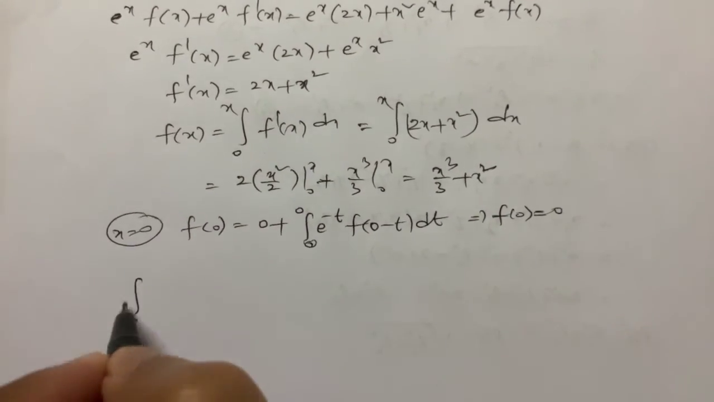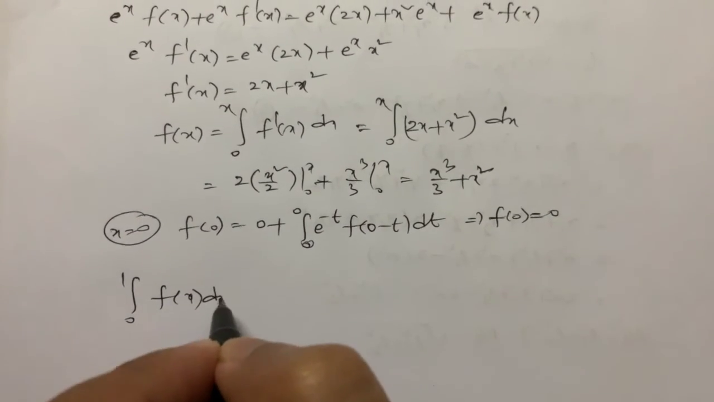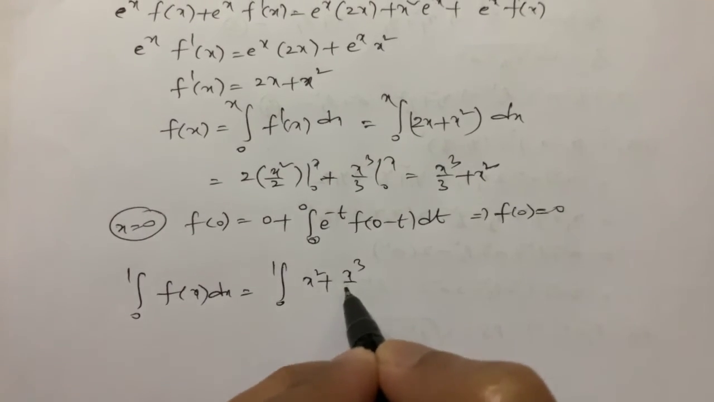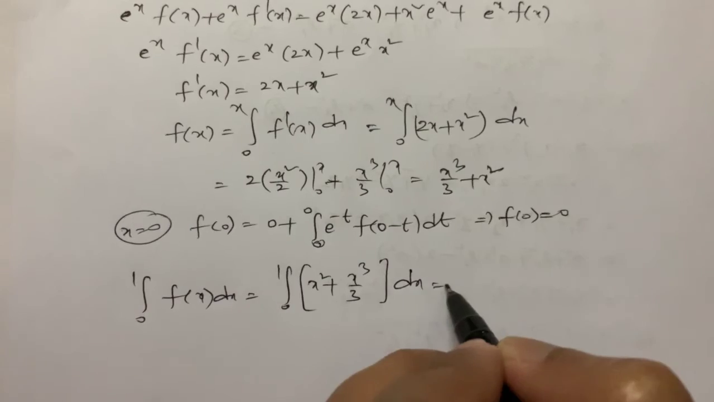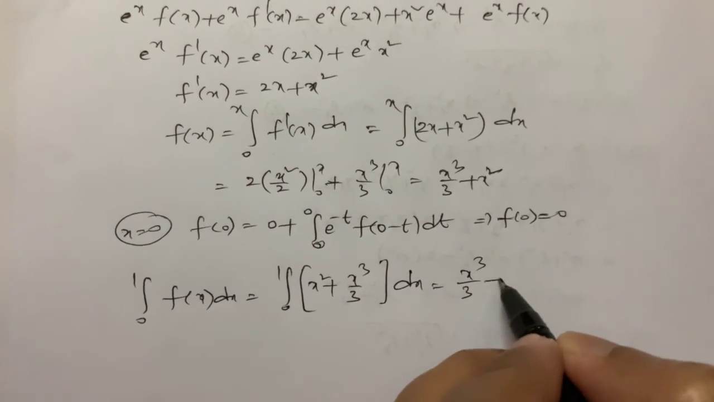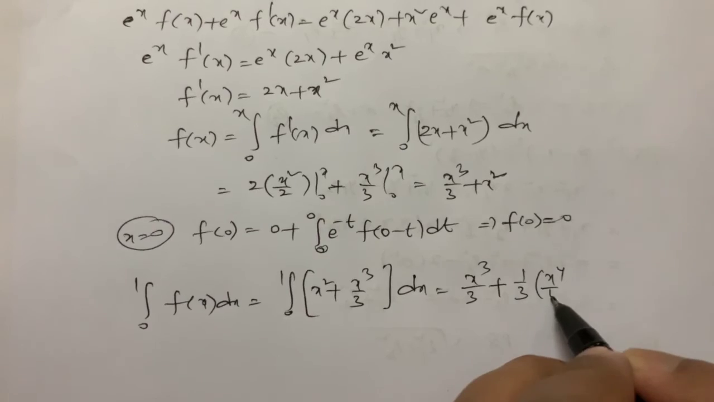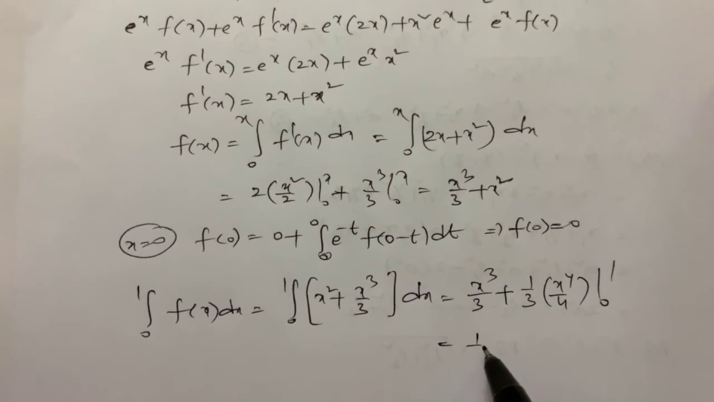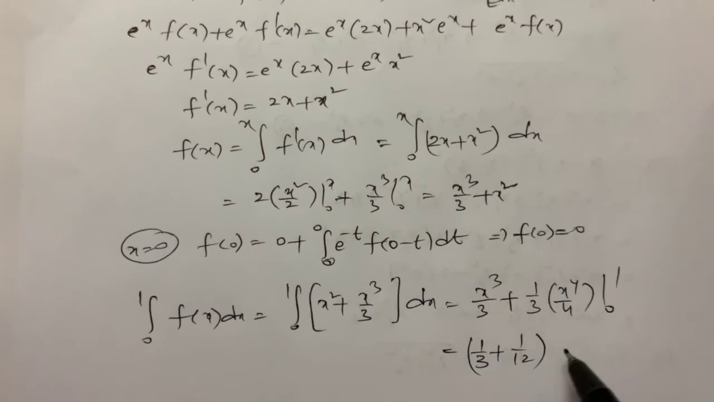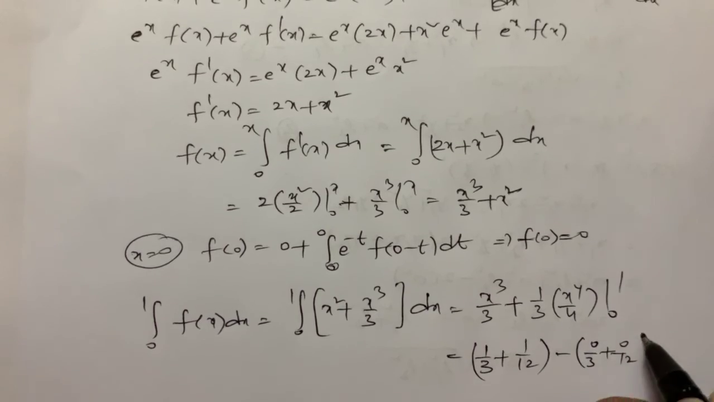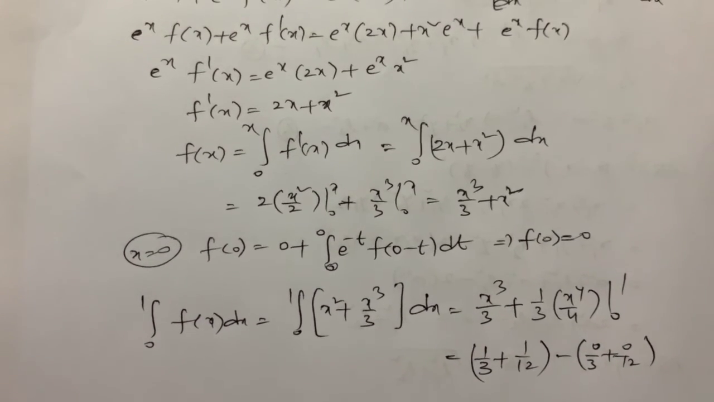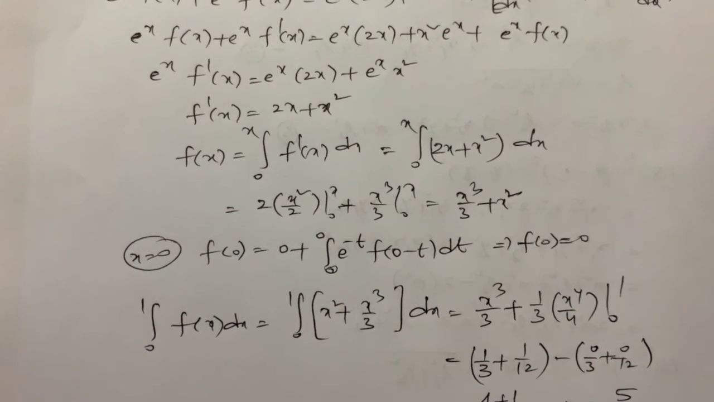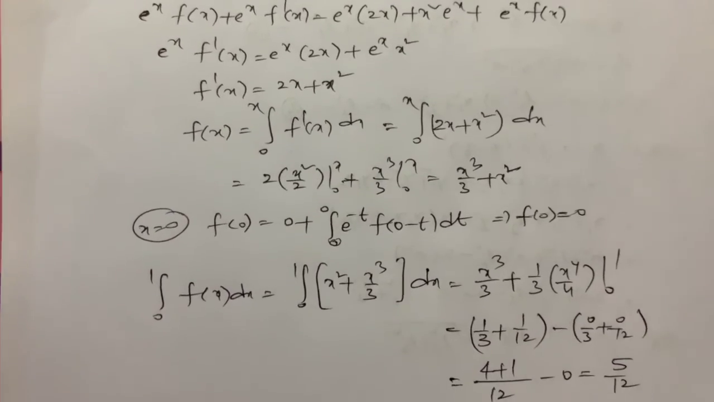So integral 0 to 1 f of x dx is equal to integral 0 to 1 of x square plus x cube by 3, dx. If I integrate it, it will be x cube by 3 plus 1 by 3 into x power 4 by 4, 0 to 1. So upper limit minus lower limit, right? So 1 by 3 plus 1 by 12 minus 0 by 3 plus 0 by 12. 12 is the LCM, so 4 plus 1 minus 0. So the value of integral 0 to 1 f of x dx is 5 by 12.